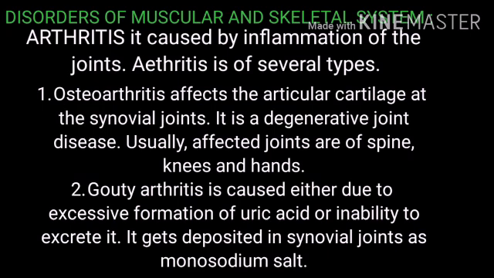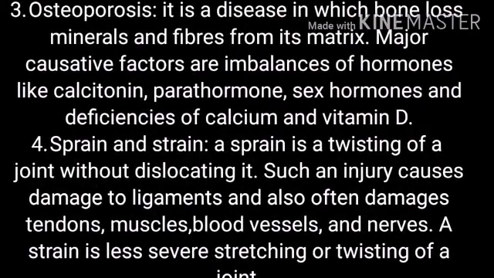Disorders of muscle and skeletal system. Arthritis is caused by inflammation of joints. It is of several types. 1. Osteoarthritis affects the articular cartilage at synovial joints. It is a degenerative joint disease. Usually affected joints are of the spine, knees and hands. 2. Gouty arthritis is caused either due to excessive formation of uric acid or inability to excrete it. It is deposited in synovial joints as monosodium salt.